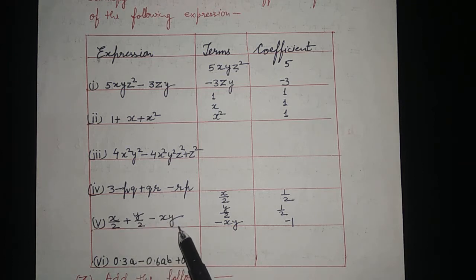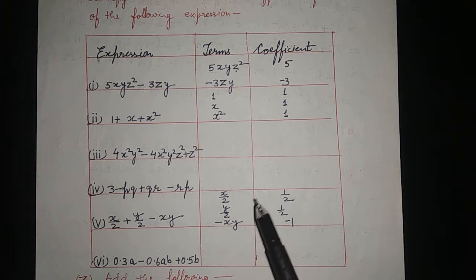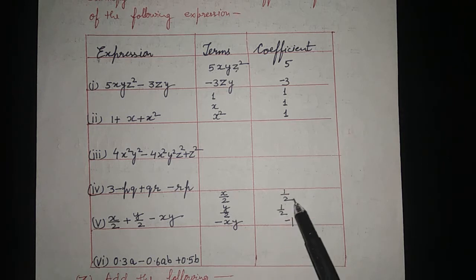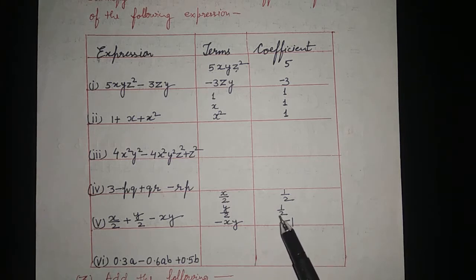In this expression, first we will write the terms. Here the first term is x upon 2, the second term is y upon 2, and the third term is minus xy. Now we will write their coefficients. In the next column you see 1 by 2. 1 by 2 is the coefficient of this x by 2. And 1 by 2 is the coefficient of this y upon 2. And here the coefficient of minus xy is minus 1.